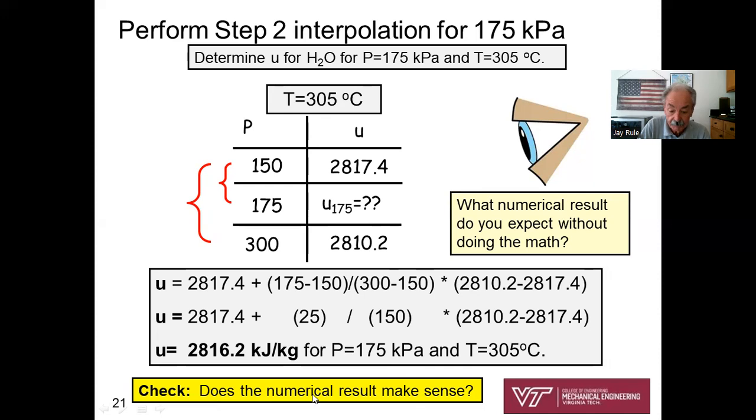Check. Does the numerical result make sense? It does to me. 2816 is a number between these two numbers. Got it. So at least it makes sense.